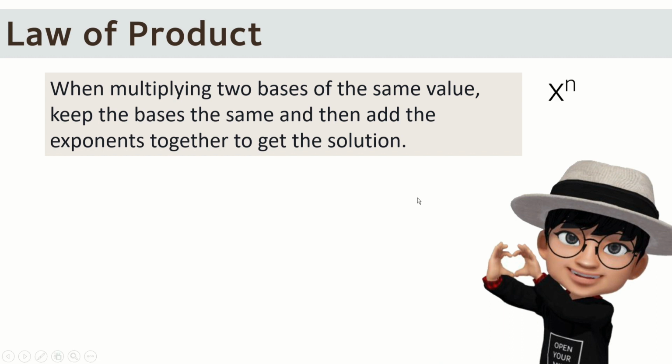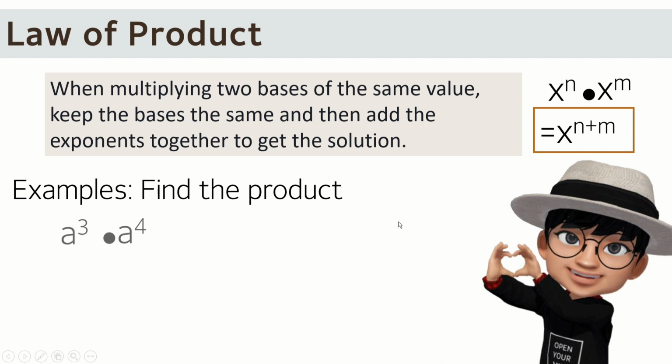For example, if we multiply x raised to n times x raised to m, that is simply x raised to n plus m. So let's try to find the product of the following. Suppose we're going to get the product of a raised to 4 times a raised to 3. Since the bases are the same, we copy the base, which is a, and then we add the exponents. So 3 plus 4. And what is 3 plus 4? That is simply a raised to 7.